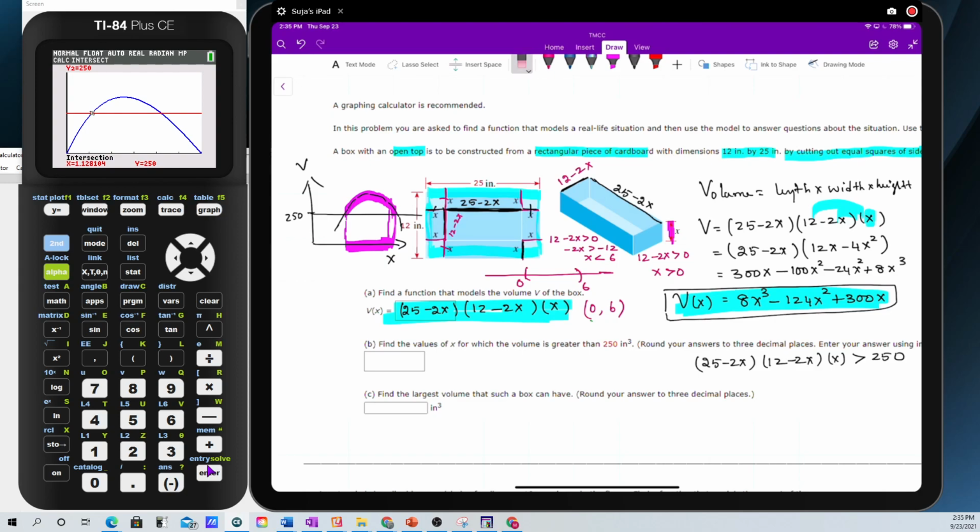So if I graph this clearly a little bit better, I can say my volume is here and my graph is going to look like something like this. And that's my 250 line. And this point is x equal to 1.128104. Now the next thing I need is this x value.